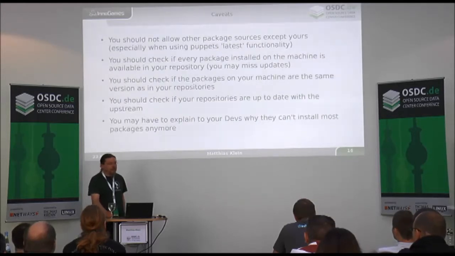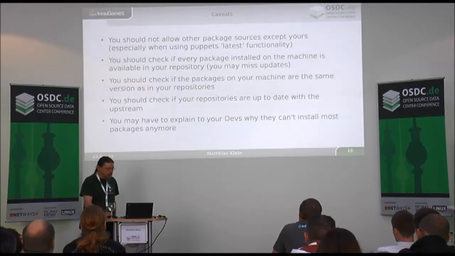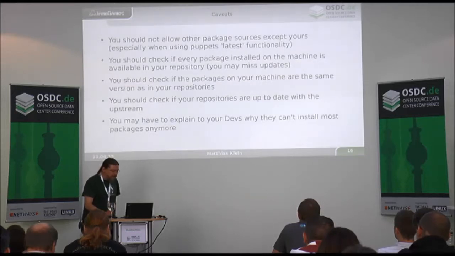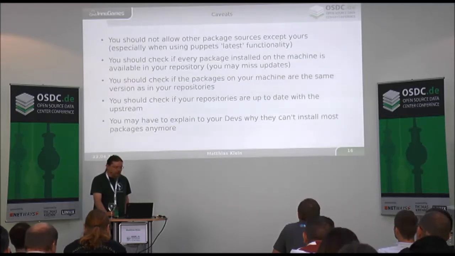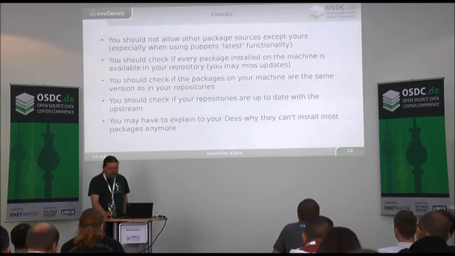But you have to be careful. If you use the Puppet latest functionality, then you should not allow other sources than the ones you defined. You can make sure that this is done by Puppet itself. You can have Nagios or Icinga checks for it that warn you something may be wrong. You should also check that every package which is installed on your machine, that you have it in your repository. Else you might miss updates or important security updates.